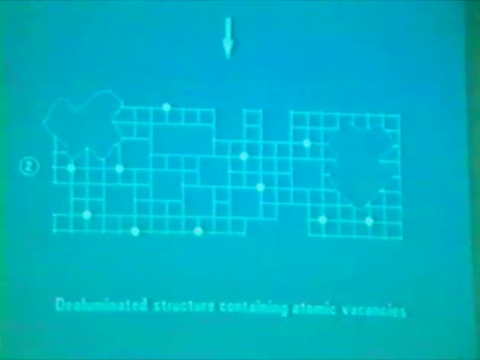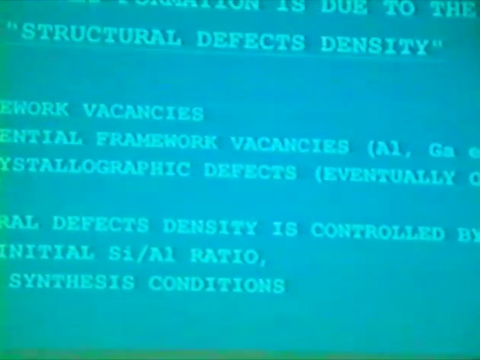So next slide, please. In conclusion, we could say that a single parameter controls the genesis of mesopores in zeolites during the deillumination, at least during classical deillumination treatment, steaming followed by acid etching or direct acid etching. And this parameter could be described as the structural defect density. By structural defect, I mean, first point, framework vacancies. Second point, potential framework vacancies, that's to say, trivalent elements incorporated in the framework: aluminium, gallium, it could also be iron, titanium.